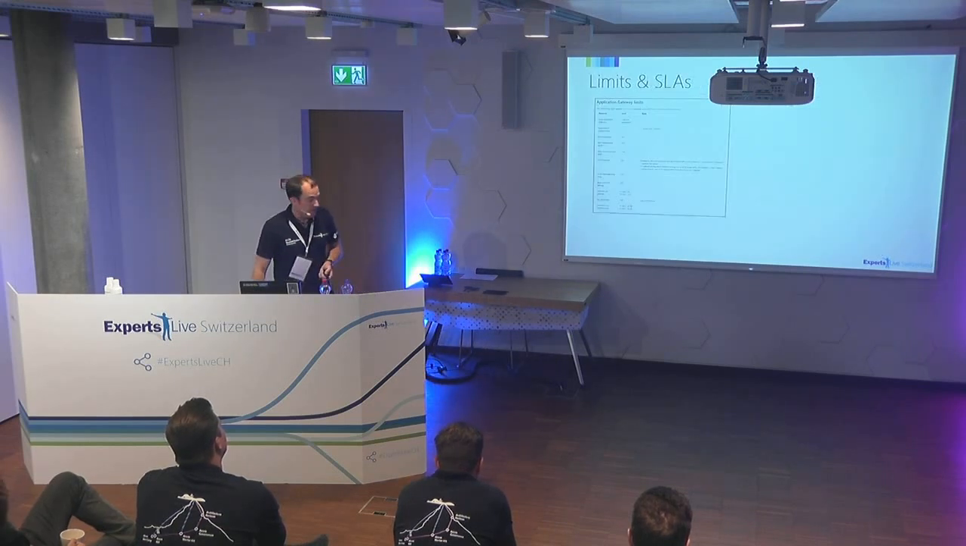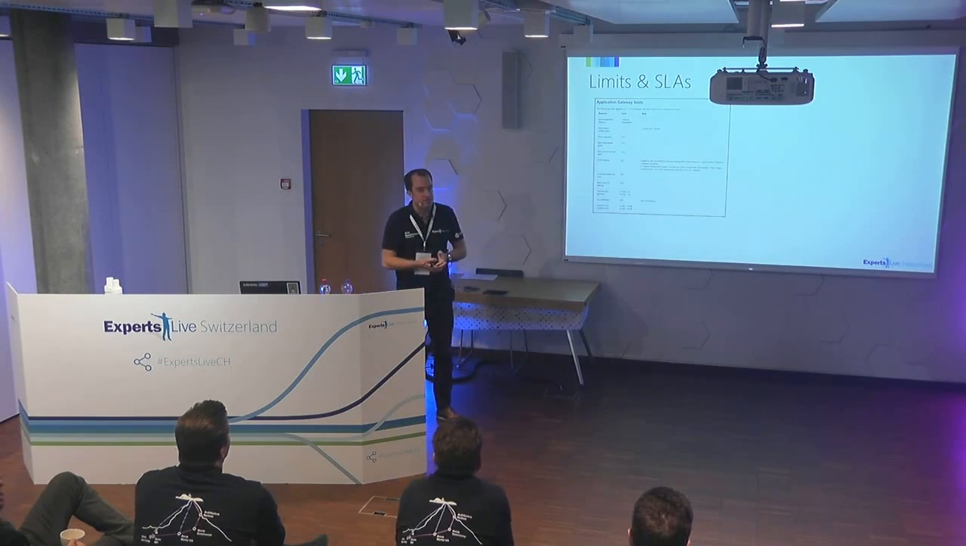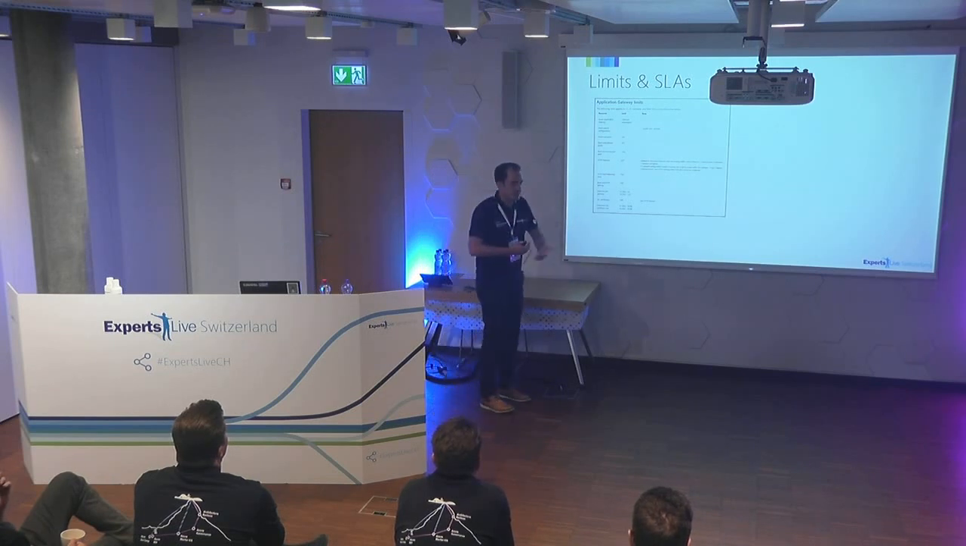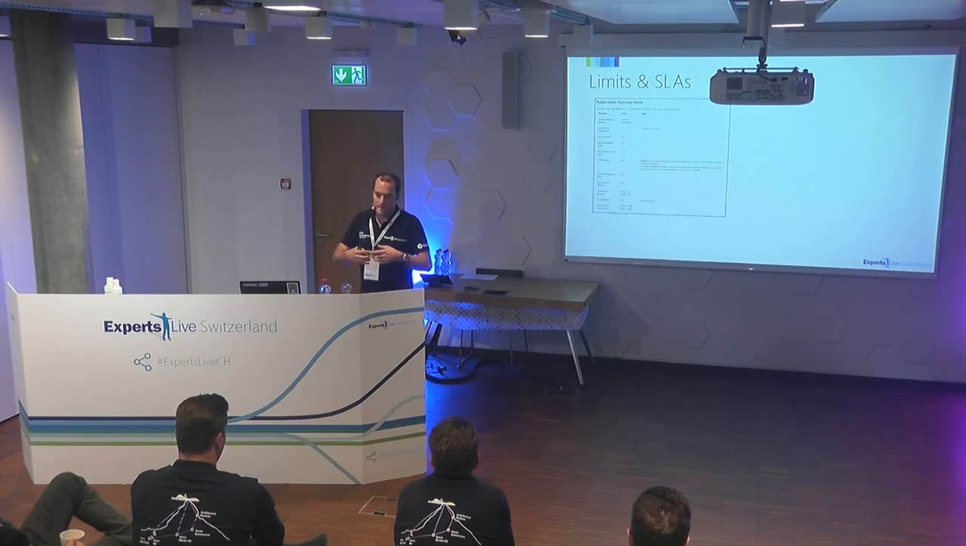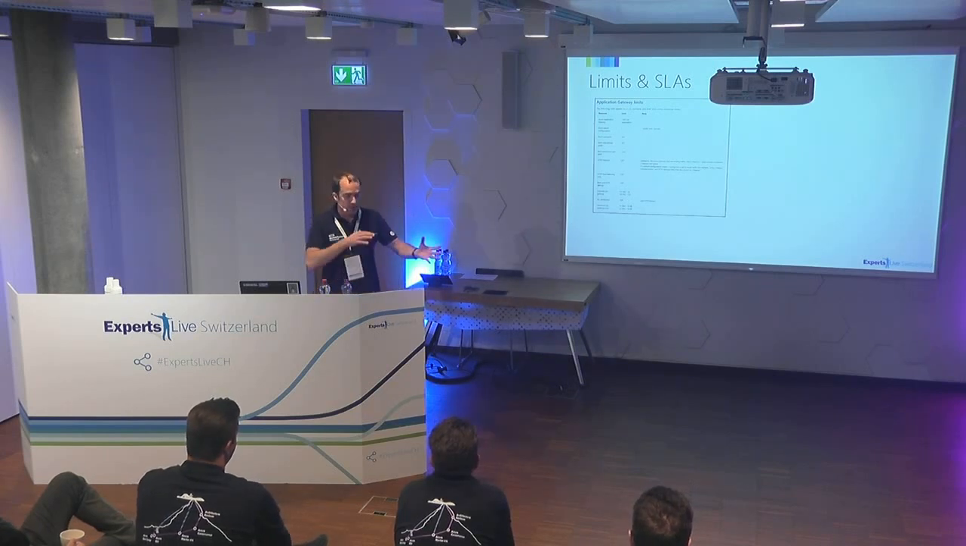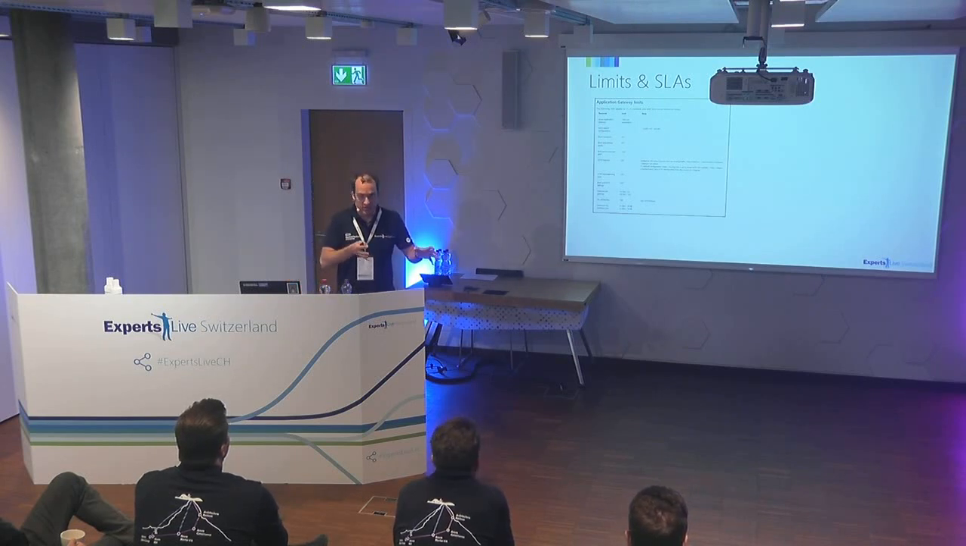Moving on, limits and SLAs. For every service, there is a limits page that contains the hard limits. Like in the Application Gateway, how many instances can you have? How many backend pools can you have in one gateway? How many megabits per second or whatever can you get through the gateway? So this is also important if you need to decide if you can use the Application Gateway for your use case or not.